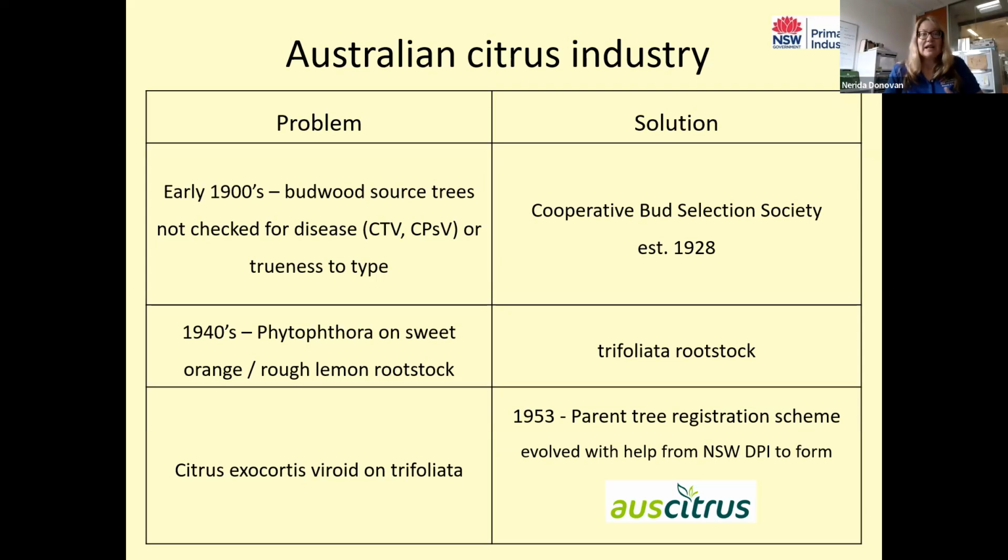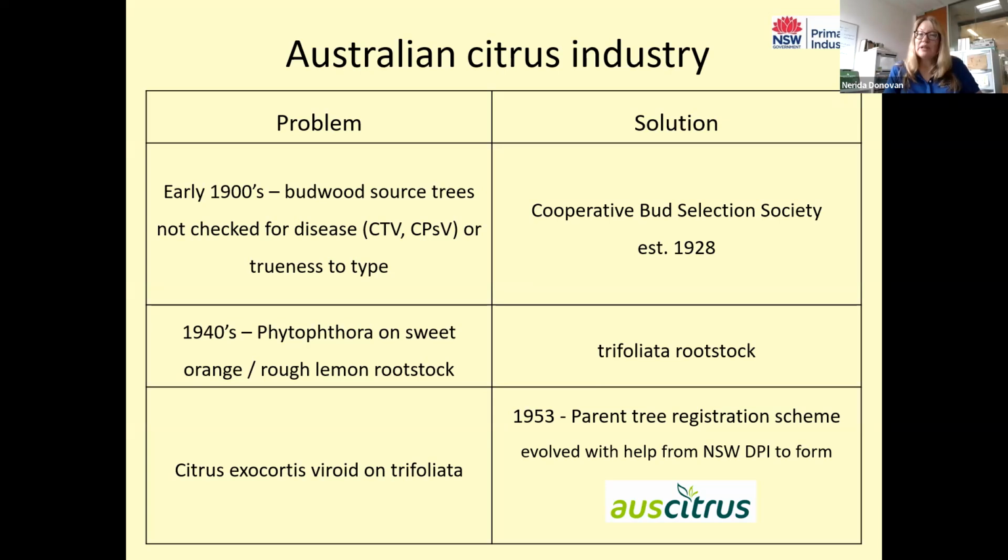And then we started getting issues with Citrus exocortis viroid. Now I'll talk about viroids a little bit. They behave similar to viruses, but they're like tiny naked viruses. They're just a bit of nucleic acid that floats around the plant. They don't have the protein coat that viruses have. So they're much smaller, and the number of genes that make them up is much smaller. So they're tiny naked viruses is what I call them, but just think of them in the same way, but they can be very destructive.